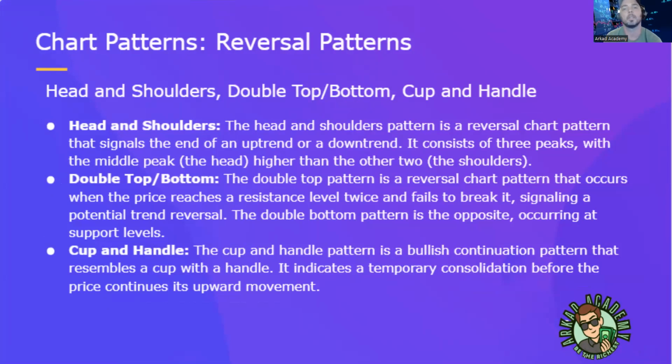The double top pattern is a reversal chart pattern that occurs when the price reaches a resistance level twice and fails to break it, signaling a potential trend reversal. The double bottom pattern is the opposite, occurring at support levels. And then the cup and handle is a bullish continuation pattern that resembles a cup with a handle. It indicates a temporary consolidation before price continues in its upward movement.